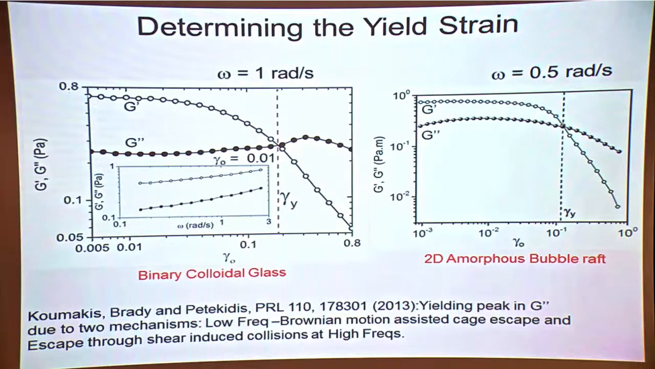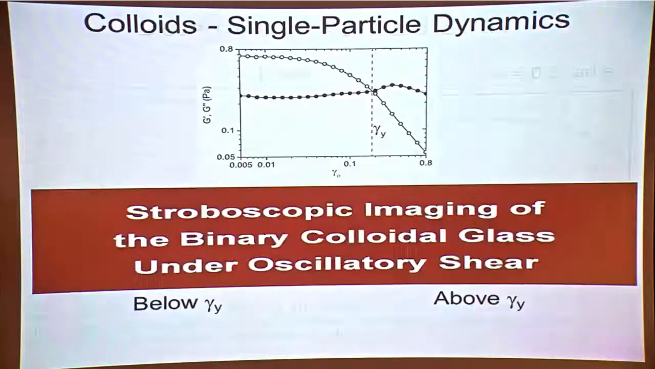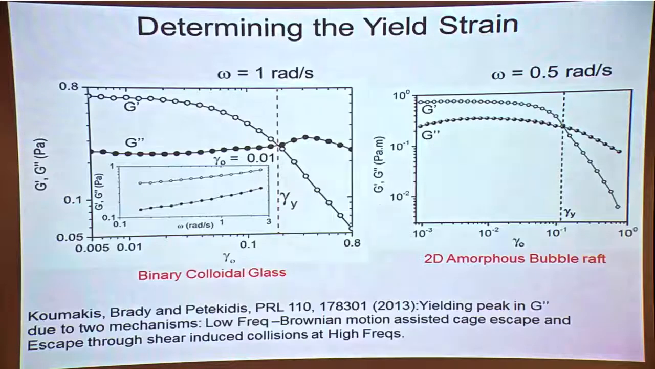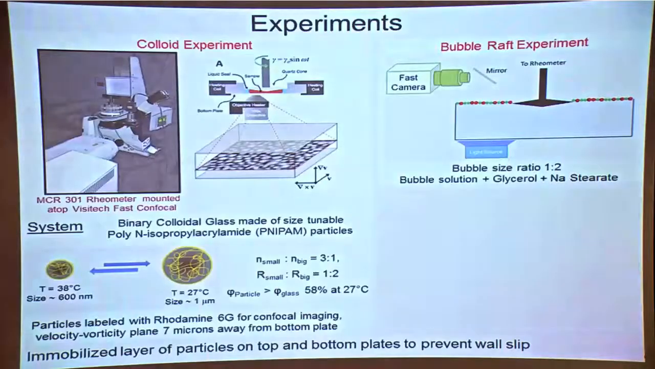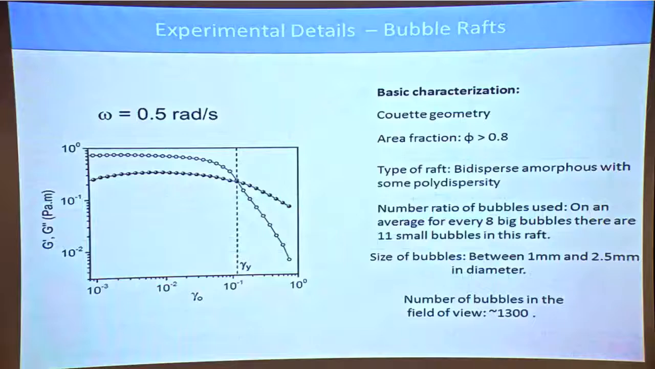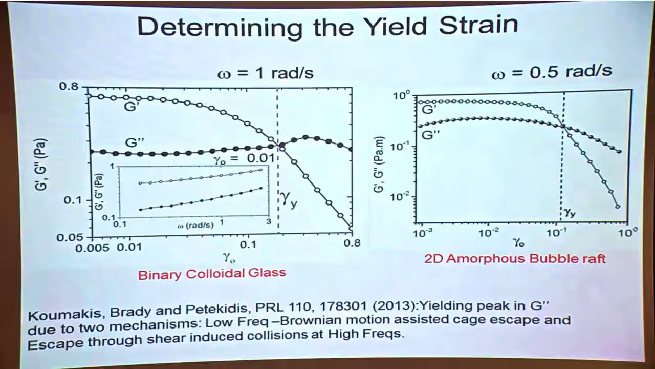occurs in many, many soft matter systems. And this actually depends on the driving frequency. So when you go to higher frequency, it moves to higher gamma naught. And they have shown that this is due to two mechanisms. At low frequency, Brownian motion assisted cage escape, and at higher frequency, shear induced collision. So depending on omega and the relaxation time, you will have this peak occurring at various gamma naught. Okay, oh, sorry, I had a graph, but probably I might have skipped that. So we have done this at three various frequencies and it shows that it shifts.